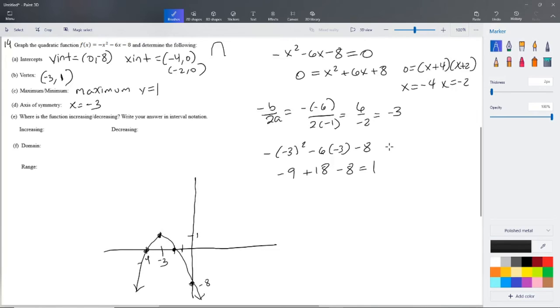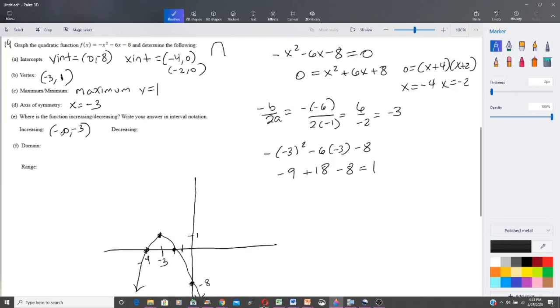All right, so let's go answer the increasing and decreasing. Remember, for increasing and decreasing, don't look at the arrowheads. Look how the graph goes. From left to right, where is it going up? Well, that would be from negative infinity all the way to the x point here of negative 3. So it is increasing from negative infinity to negative 3. Now, because negative 3 is the top, it's neither increasing nor decreasing at that point, so we're going to round that parenthesis too. And then from negative 3 to positive infinity, it's going to be decreasing.